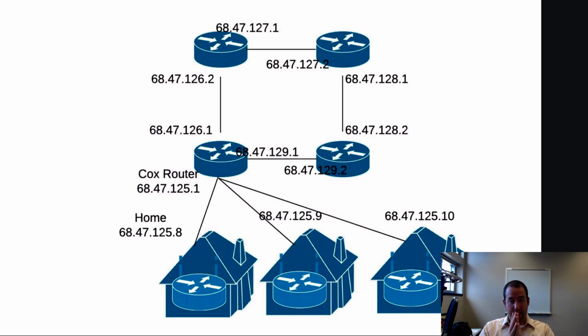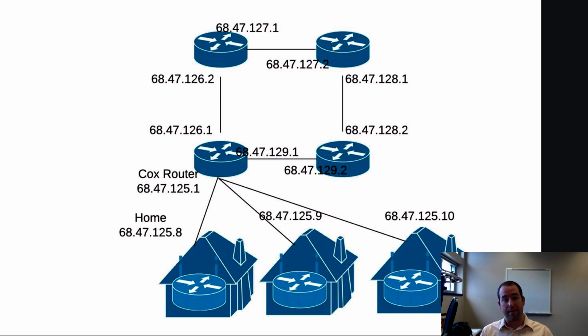You see we have 68.47.129, 68.47.128, 68.47.127 up at the top, 68.47.126 on the left. All of those are different networks. And so to be able to communicate between those networks, each of those routers is going to keep track of how to get there. So the router in the bottom left knows that if it wants to communicate with the router in the top right on either the 68.47.128 network or the 68.47.127 network, it knows how to get there.